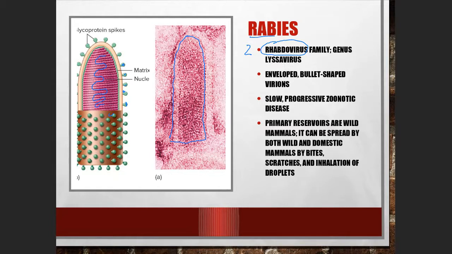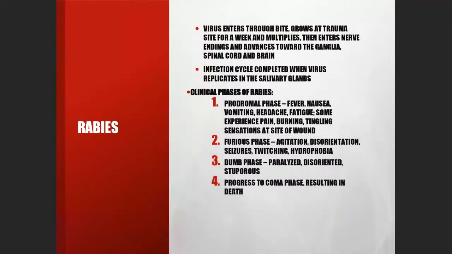Rabies is mostly transmitted through wild animal bites. So the reservoir is in wild animals, mostly mammals, like maybe dogs, and bats. These types of animals carry the rhabdoviruses and can cause rabies in humans.